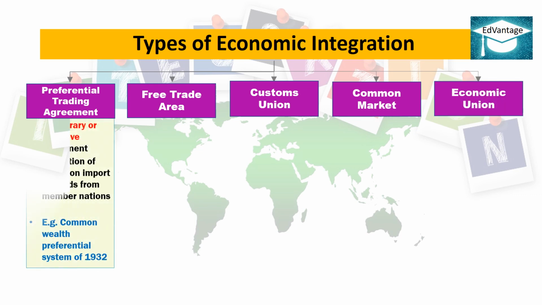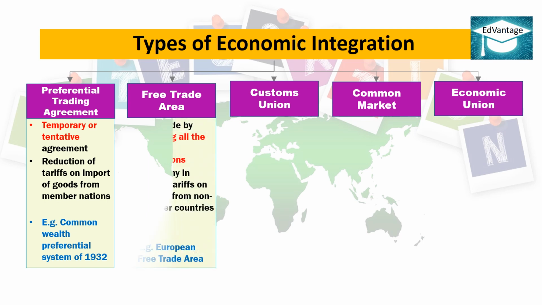1. Preferential trading agreement. Temporary or tentative agreement. Reduction of tariffs on import of goods from member nations. For example, Commonwealth Preferential System of 1932. 2. Free trade area. Free trade by removing all the trading restrictions. Autonomy in levying tariffs on imports from non-member countries. For example, European Free Trade Area.